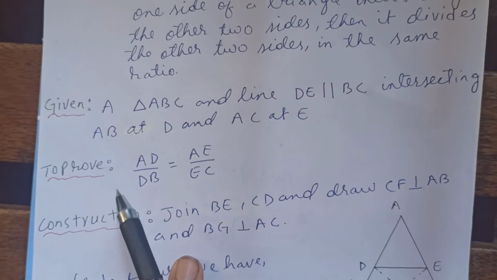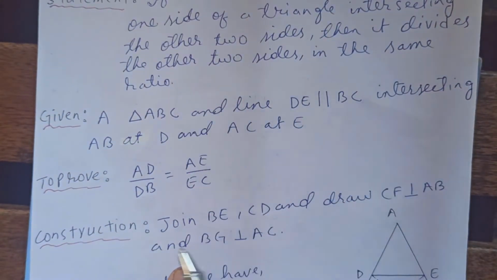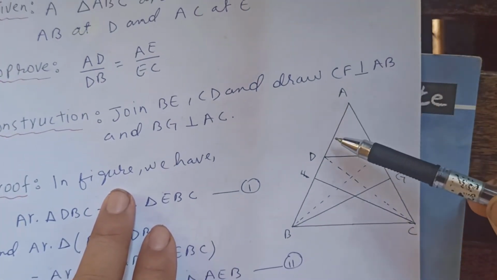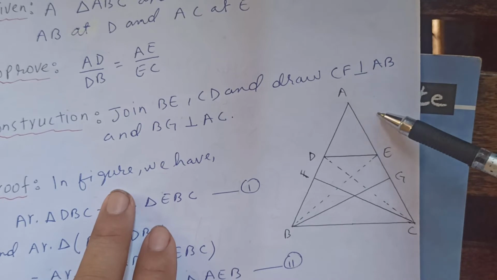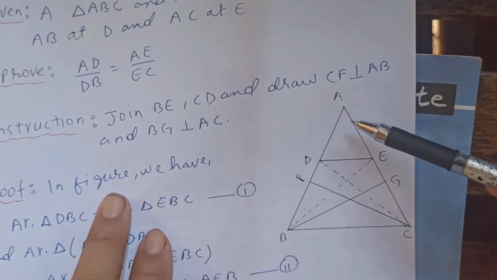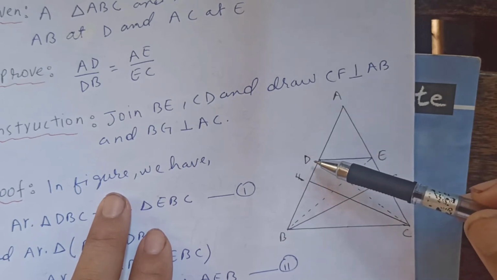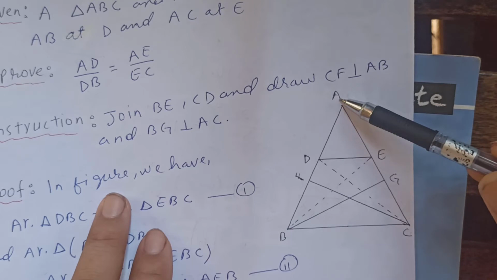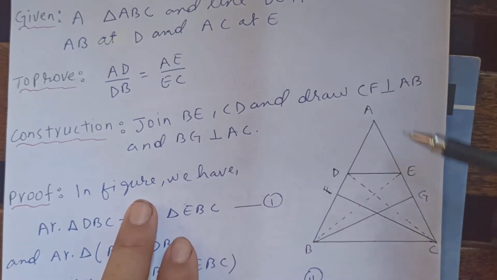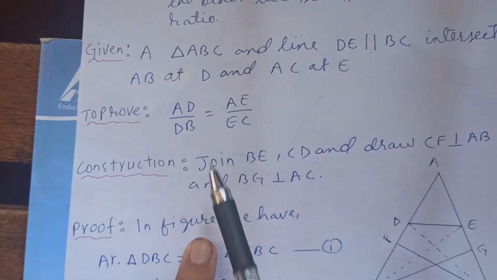Now what we're going to prove is that it divides the other two sides in the same ratio, meaning the other two sides AD, DB and AE, EC. That is, AD by DB equals AE by EC. It divides the other two sides in the same ratio. This is what we are trying to prove.